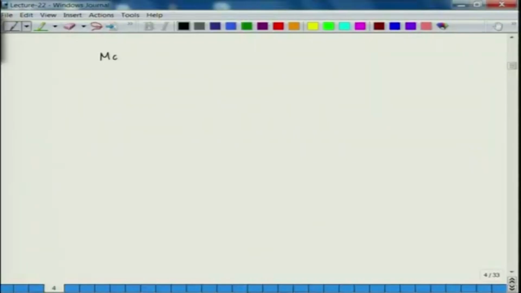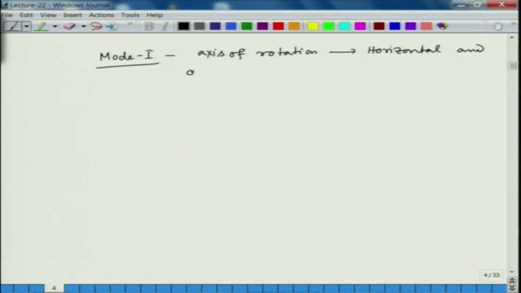Okay. So, let us first look at mode 1. Okay. So, what is mode 1? Here we are choosing the axis of rotation to be horizontal and orientation is east to west. Okay.